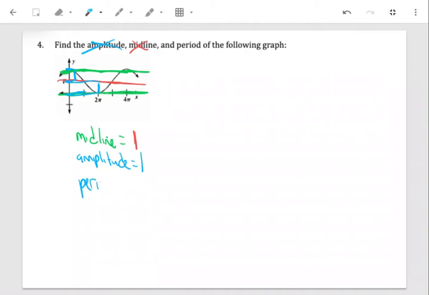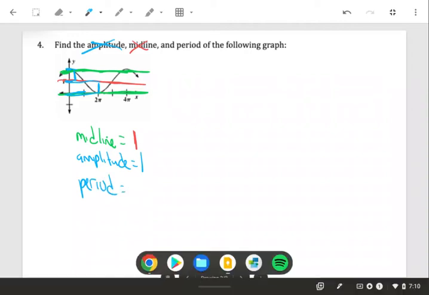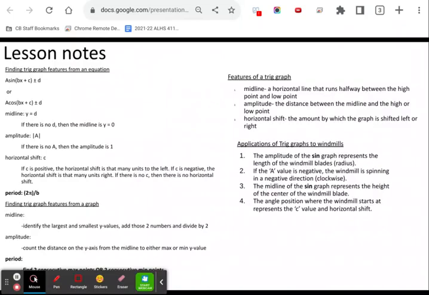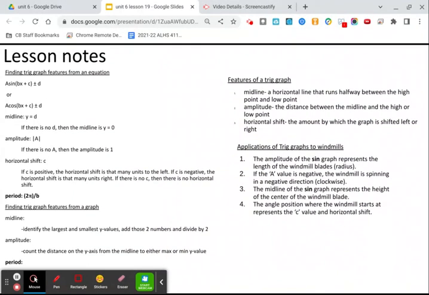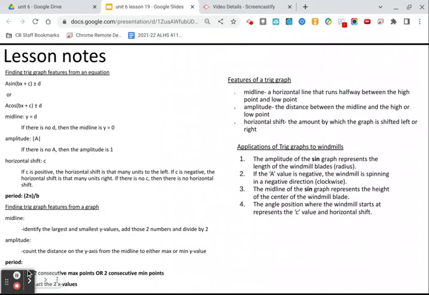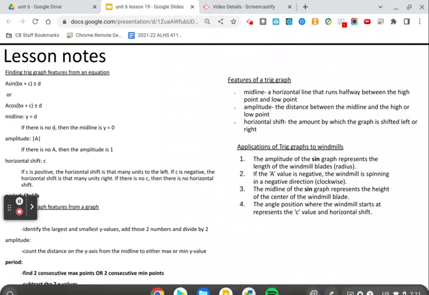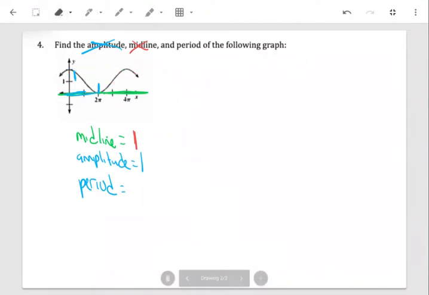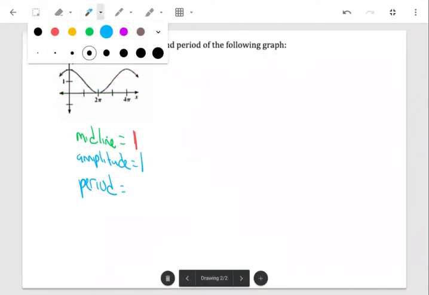And then we also have the period. Okay? The period, let's look in our notes for a second. The period is how often the cycle repeats itself. So in this case, we find the period by finding 2 consecutive max points or 2 consecutive min points and subtracting the 2 x values. So find 2 consecutive max points or 2 consecutive min points and then subtract the x values.